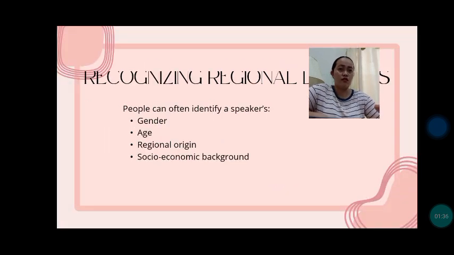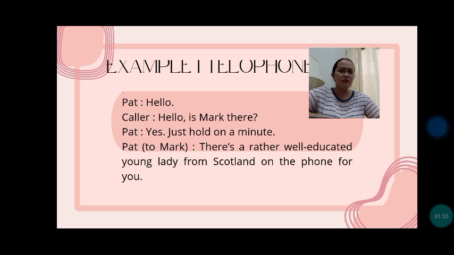Next, recognizing regional dialects. People often recognize where someone comes from just by listening to how they speak. They can identify the gender, age, regional origin, and socioeconomic background. For example, in one of Holmes' examples, a woman named Pat was able to identify a caller, a well-educated young lady from Scotland, simply by hearing her speech. This shows how language carries clues about a person's origin, education, and even age or gender.